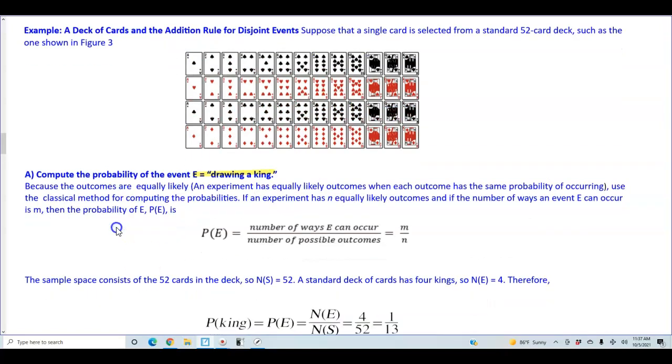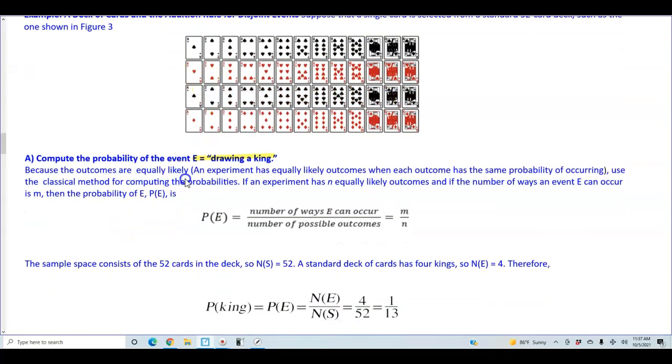Because the outcomes are equally likely, and remember that an experiment has equally likely outcomes when each outcome has the same probability of occurring, we're going to use the classical method for computing probabilities. That means that if an experiment has n equally likely outcomes, and if the number of ways an event E can occur is m, then the probability of E is equal to the number of ways E can occur, m, divided by the number of possible outcomes, n.